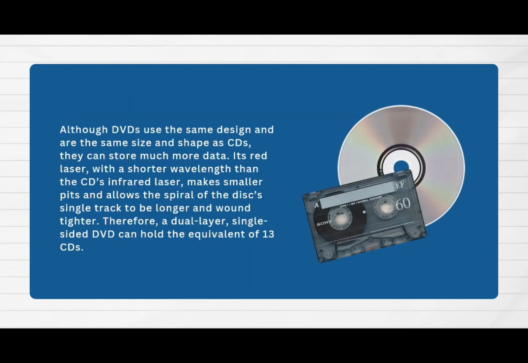Although DVDs use the same design and are the same size and shape as CDs, they can store much more data. They use a red laser with a shorter wavelength than the CD's infrared laser. This makes smaller pits and allows the spiral of the disc's single track to be longer and wound tighter. Therefore, a dual-layer single-side DVD can hold the equivalent of 30 CDs.